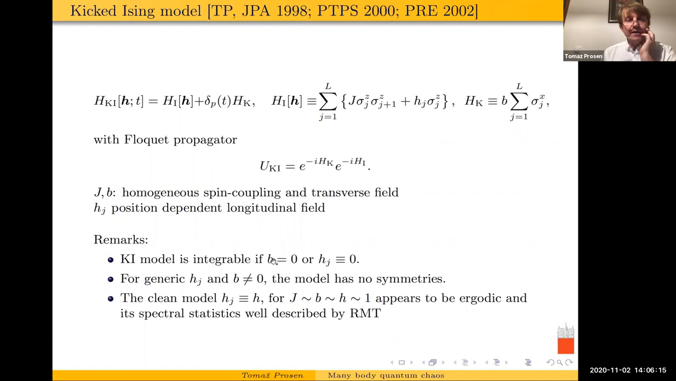But if both of these parameters are non-zero, and in particular for generic values, the model has no symmetries, so there are no conserved quantities. And if all parameters are of order one, numerics show that the model appears to be ergodic, and the spectral statistics, as I showed you a few slides ago, is well described by random matrix theory.